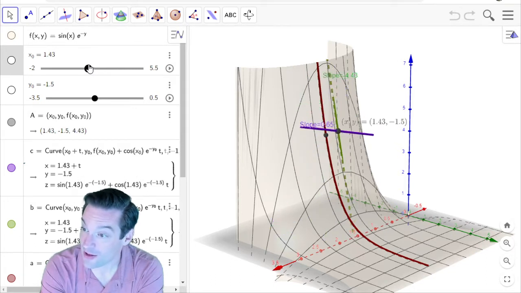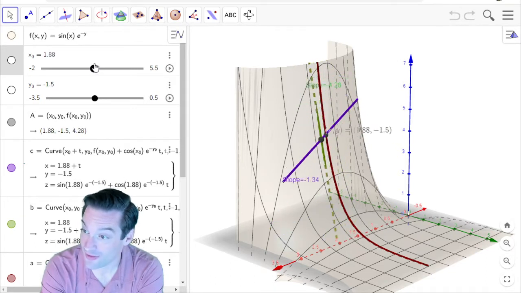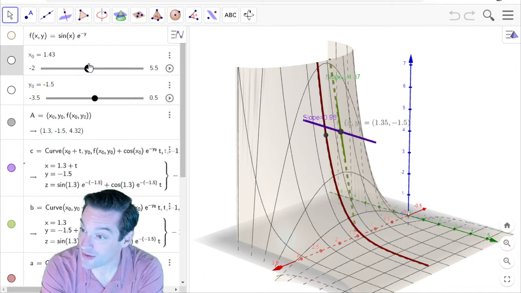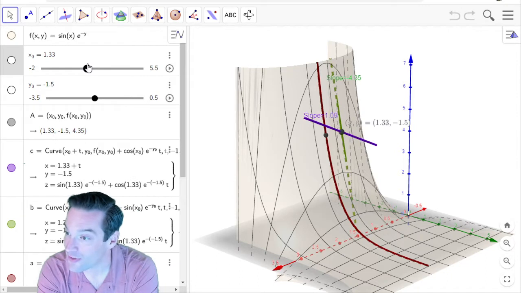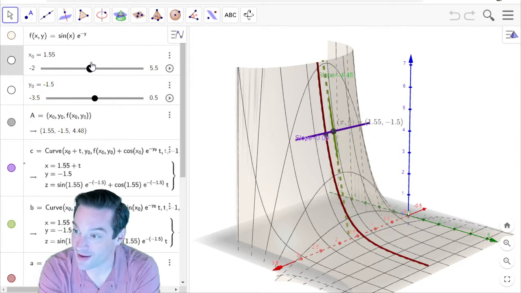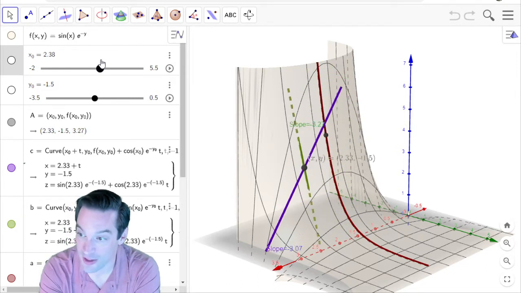So as my value of x increases through this point, what are the slopes doing? It looks like my slopes are getting lesser and lesser and lesser, right? My slope sort of starts out as positive 1.09. I cross through here. It's becoming more negative, more negative, more negative.